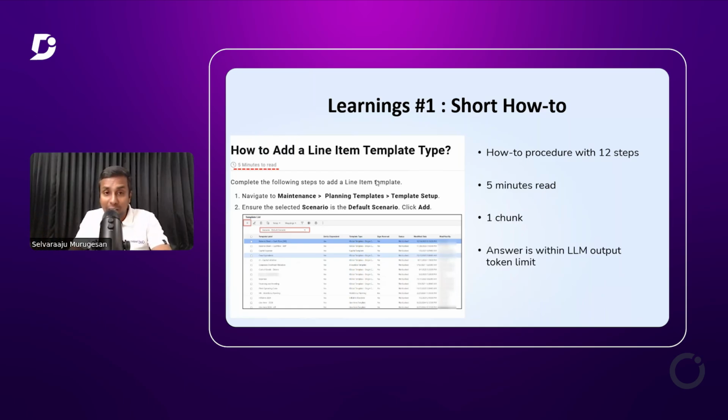So they refactored the content, and they combined some of the steps into one, and then they reduced it from an 8 minute read to a 5 minute read with fewer steps. Then it was one chunk, and the LLM was able to fit it into the context window for its output. So this is one of the good scenarios.